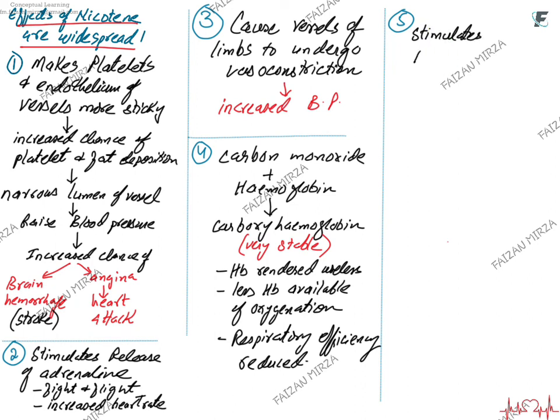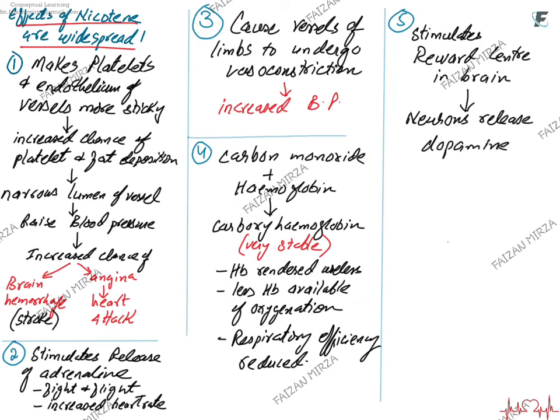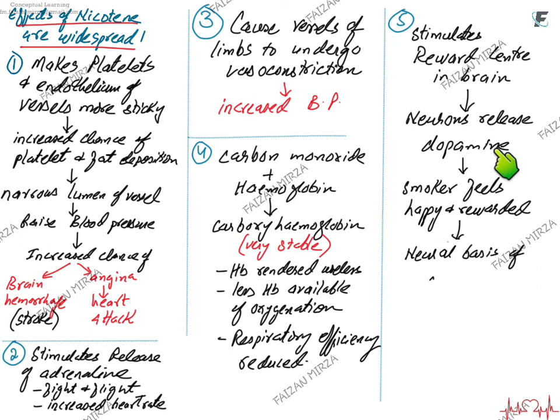Furthermore, since we talked about nicotine being the drug, it stimulates the reward centers in the brain. The reward centers in the brain have neurons. These neurons release a chemical called dopamine, and dopamine is the happy chemical. So the smoker feels happy and rewarded. When this chemical is released, this is the neural basis of addiction, and the person feels they have achieved something. The reward center starts to work in favor of the person.